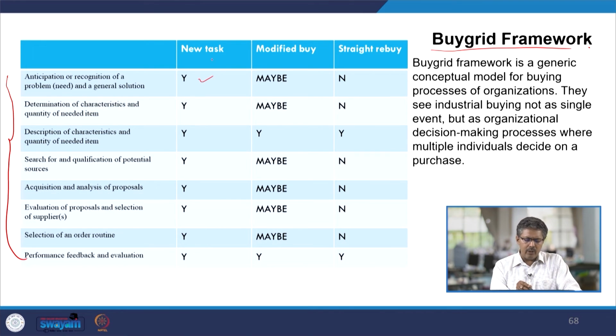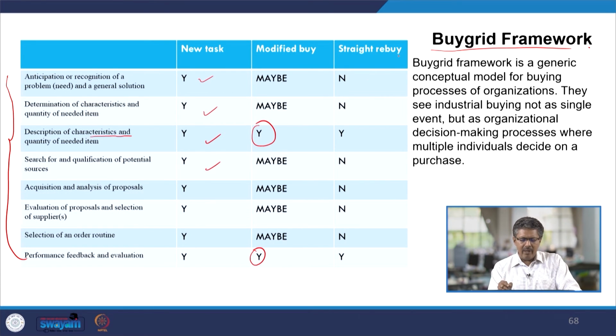In fact, if you look at the new task, all the different elements that are part of the organizational buying process are a necessity. But when you go for a modified buy, maybe only the characteristics or the specifications of the product might be modified or change. So, in case of a modified buy, this is surely yes, and performance feedback is obviously taken in all 3 steps, but other things are a maybe situation, you may need it, you may not need it.